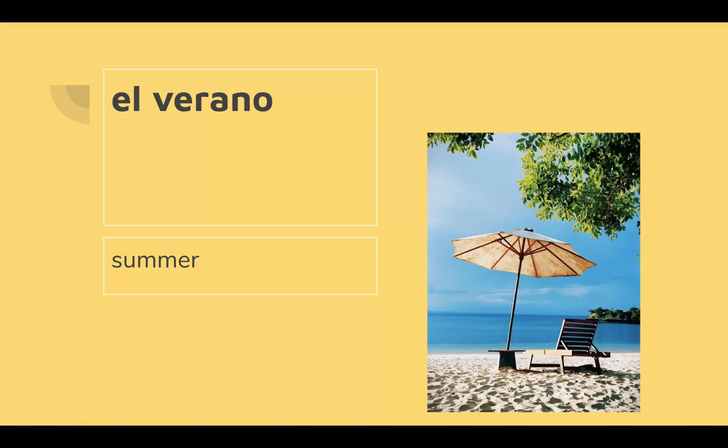Los meses para el verano son junio, julio, agosto. Repite, por favor. El verano, junio, julio, agosto. Remember that your J's are like H's.